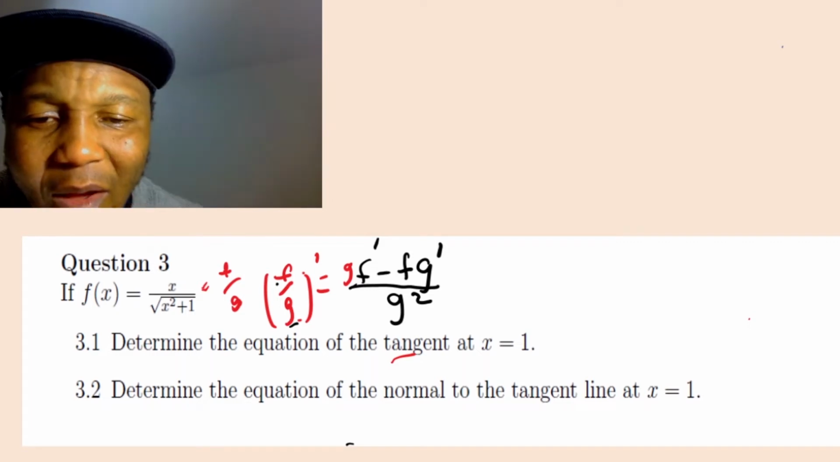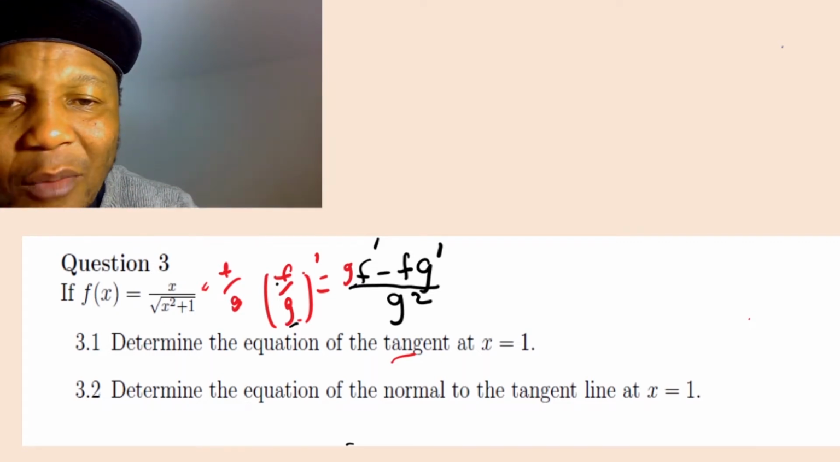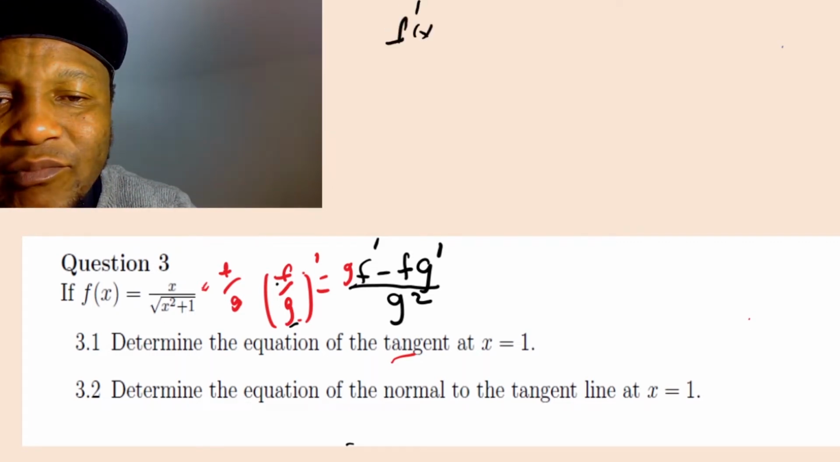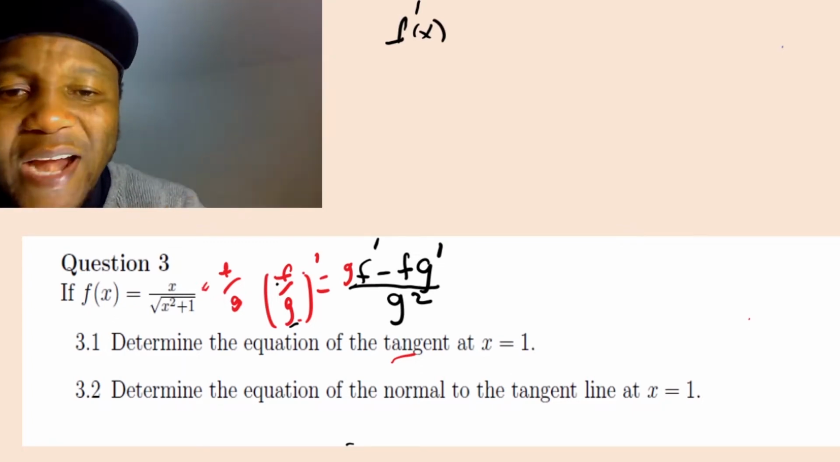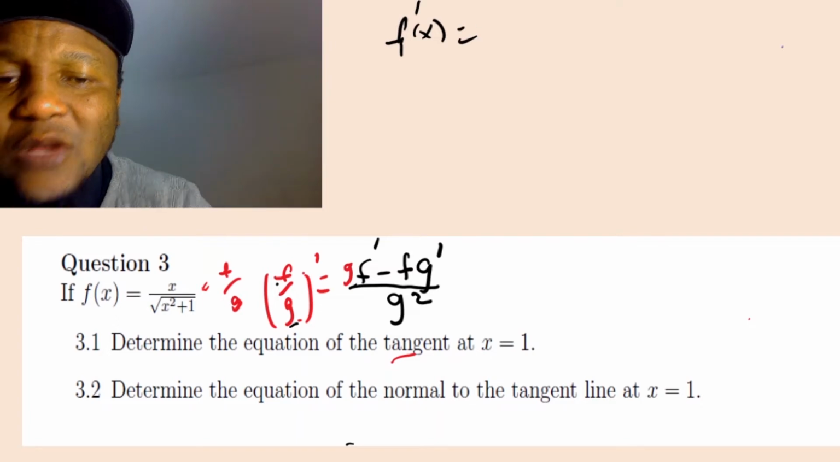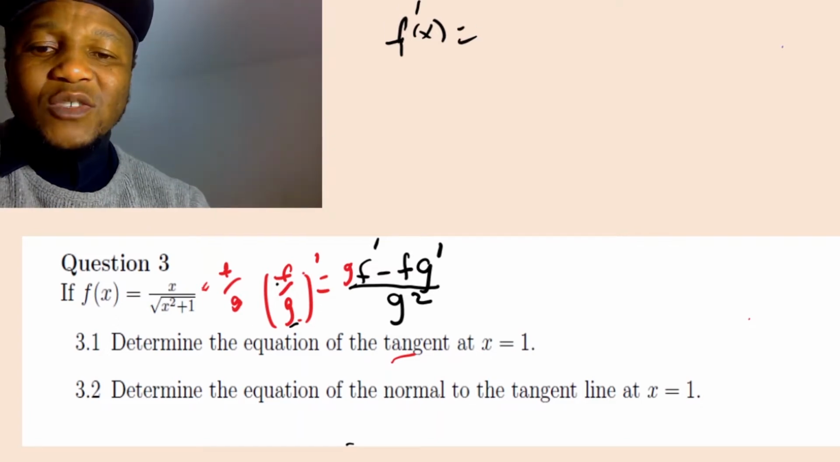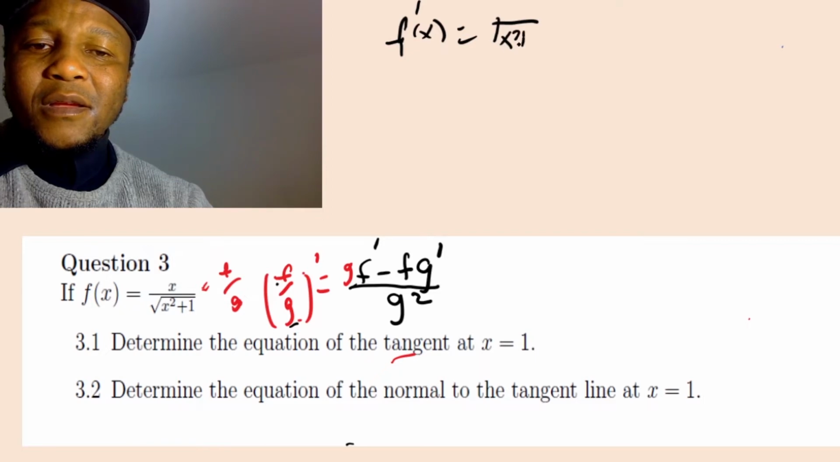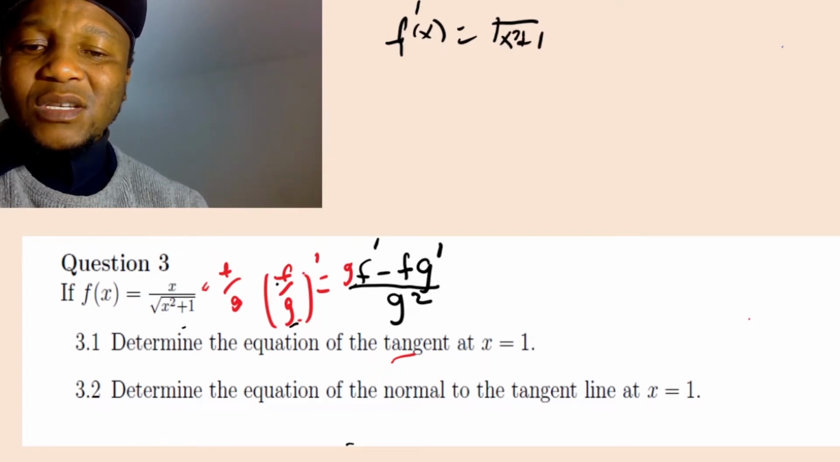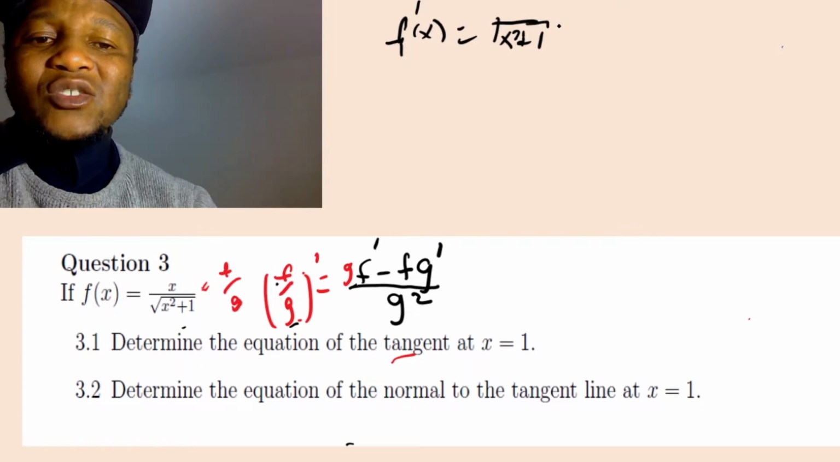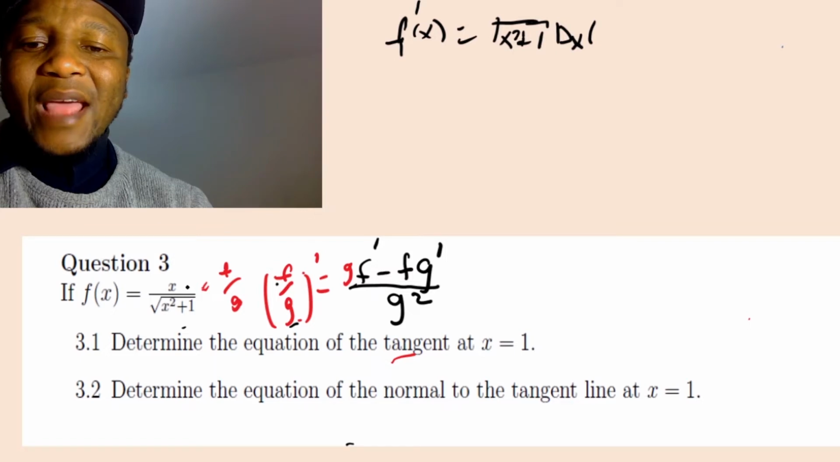So what is our g? G means the denominator. So I'm going to say f prime equal to, so we say denominator constant. What is the denominator? The denominator is square root of x squared plus 1. The denominator of x squared plus 1 stays constant, and then we differentiate the numerator. What is the numerator? The numerator is x in this case.